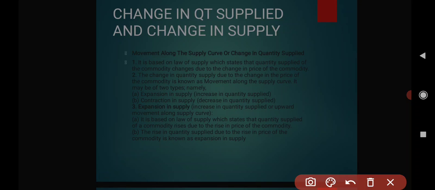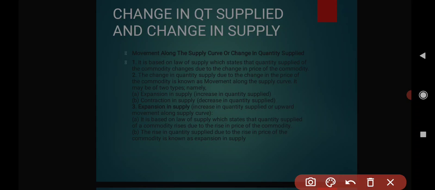Now let us study the difference between change in quantity supplied and change in supply. Change in quantity supplied occurs when, other things remaining constant, supply changes due to change in price. That is, supply increases with the increase in price and supply decreases with the decrease in price. That is known as change in quantity supplied. The other name: when there is an increase in supply, we call it extension in supply, and when there is a decrease in supply, we call it contraction in supply.